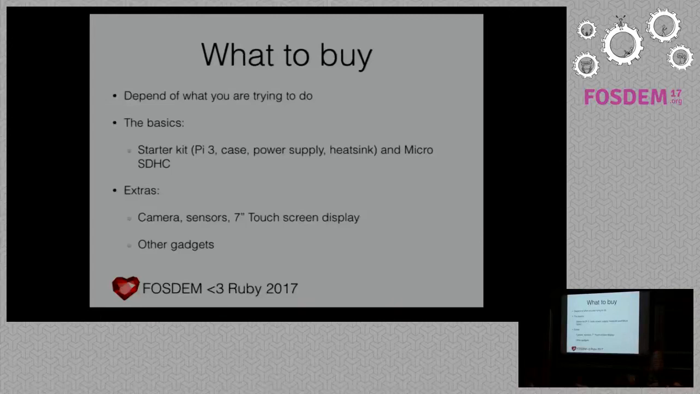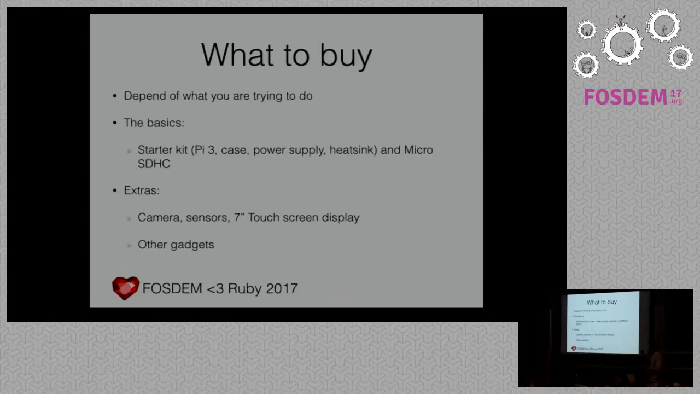It's easy to find these starter kits, which come with a Pi 3, a case, a power supply, and a heat sink, and you're going to need to buy these SD cards separately. That's the basics. With that, you can have Linux running on your machine at home and poke around with that. You plug it into a monitor or a TV, and that's it. You don't need much more than that.